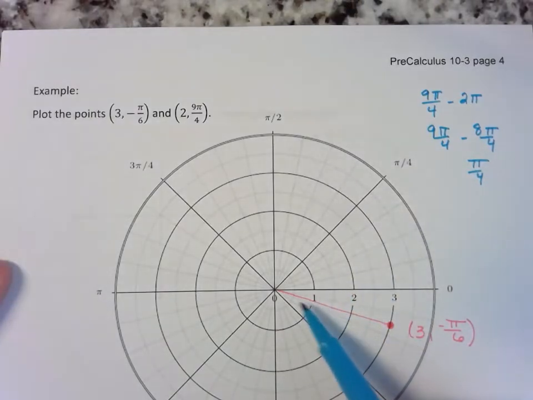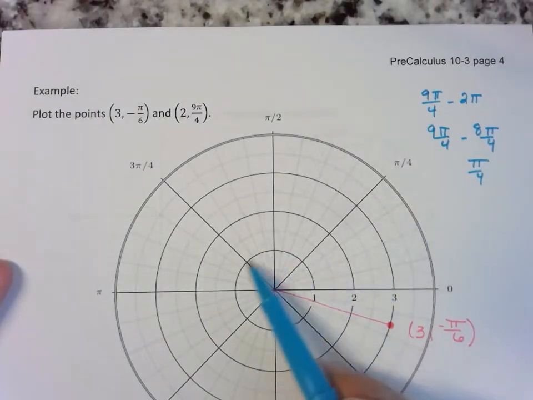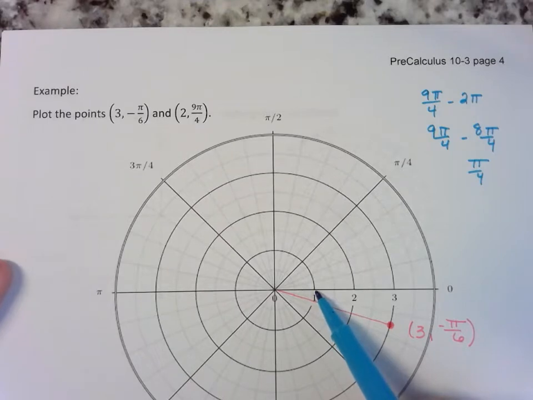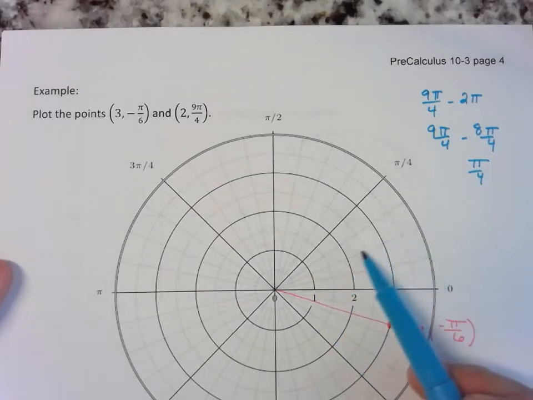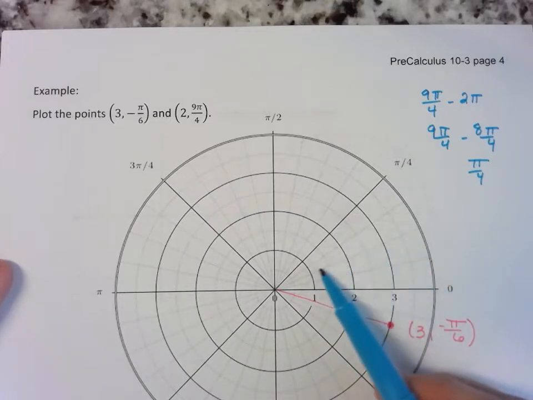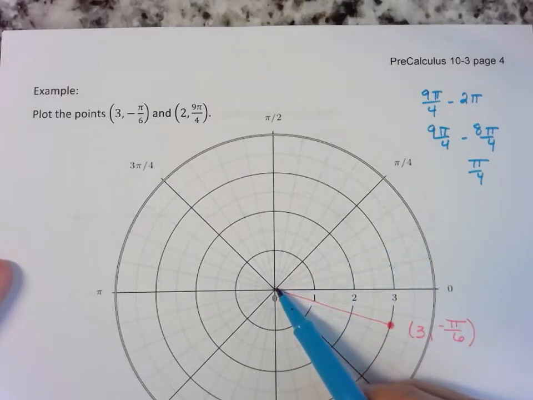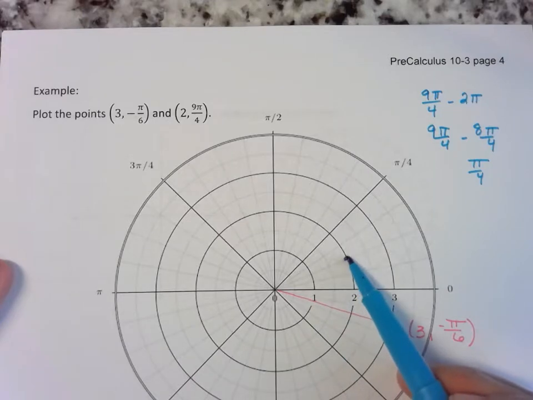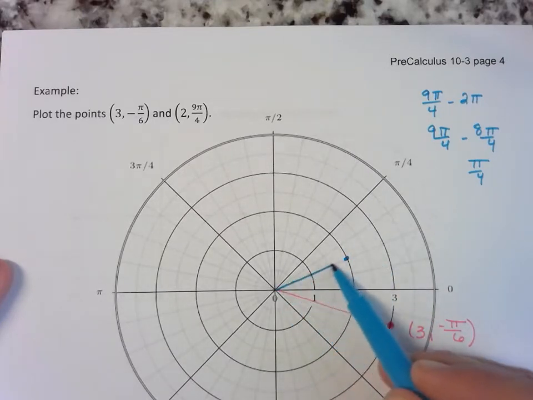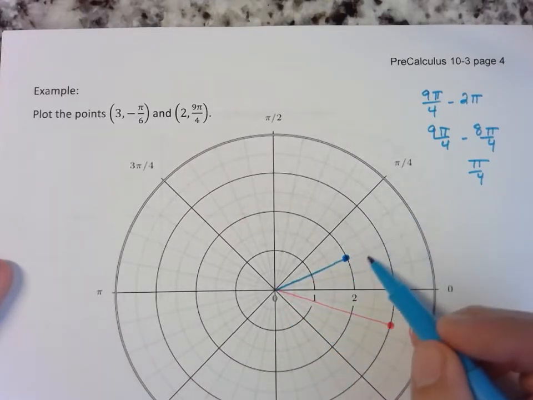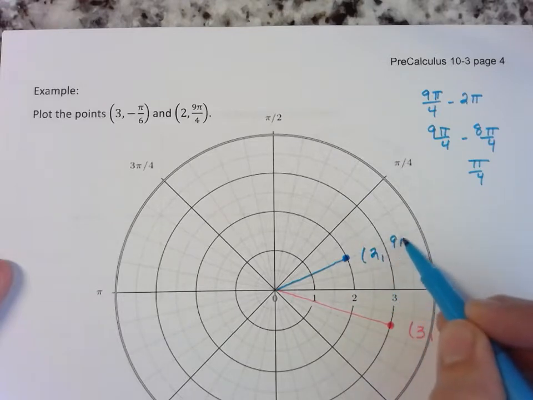So what that means is we start here and we go all the way around. That's our 2π. Then we go π/4 more. That's the 45-degree mark. We want to radiate out 2 units. So 1, 2. This would be our point for (2, 9π/4).